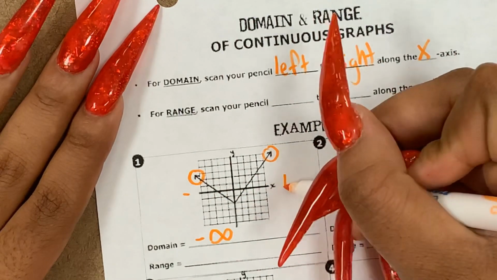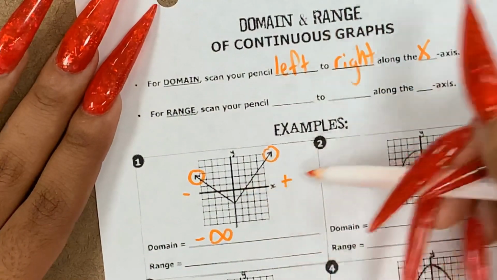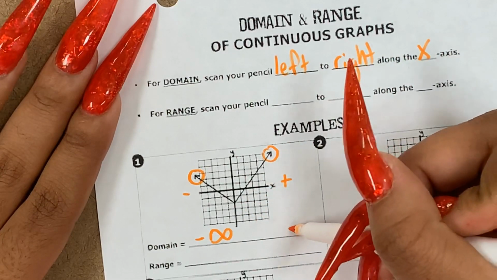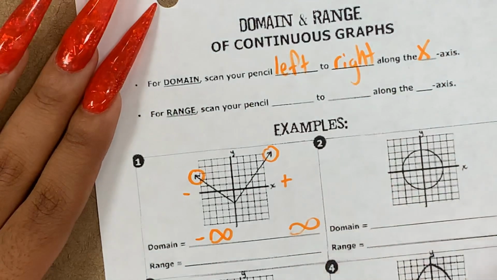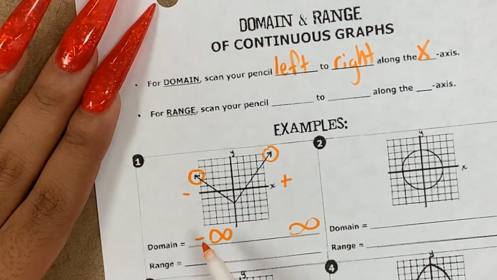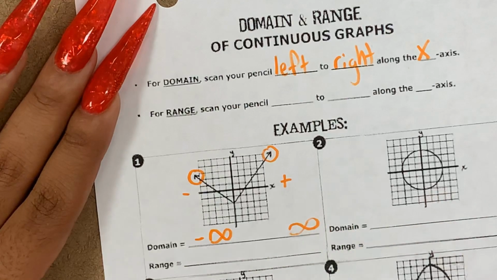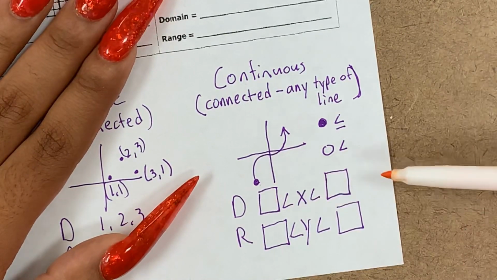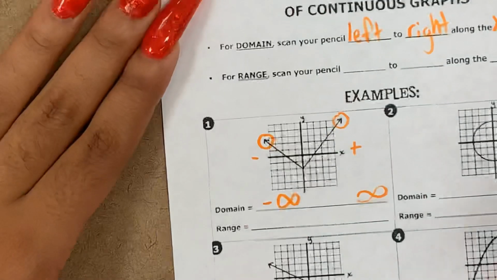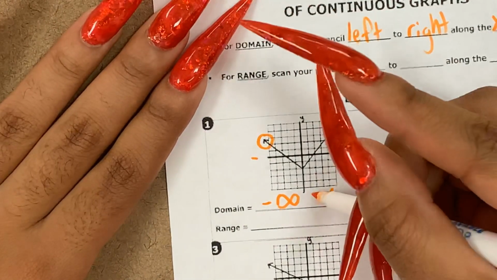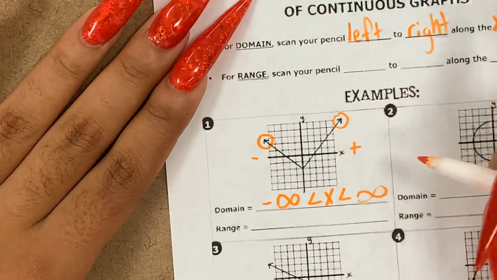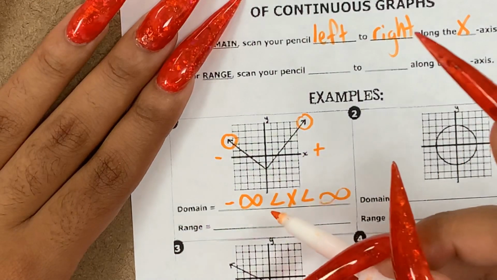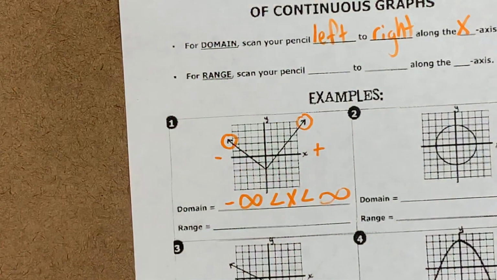Scan to the right. There's another arrow. On the right side of the x-axis are the positive numbers. It goes right forever towards the positive numbers. So there's going to be a positive infinity. So these are the two endpoints. The smallest X value, the largest X value. So remember how to set them up. Okay, for arrows, we don't use the equal to, we just use less than.